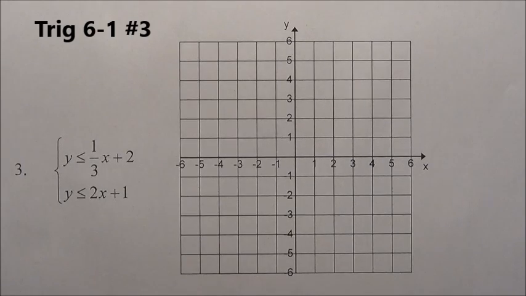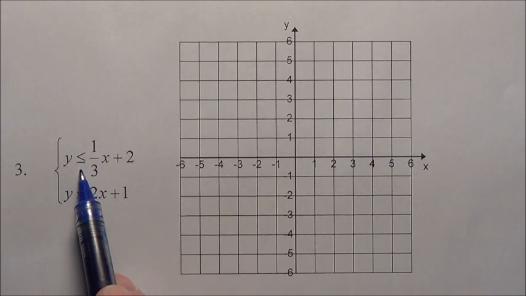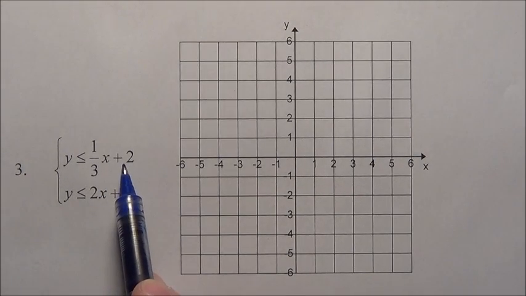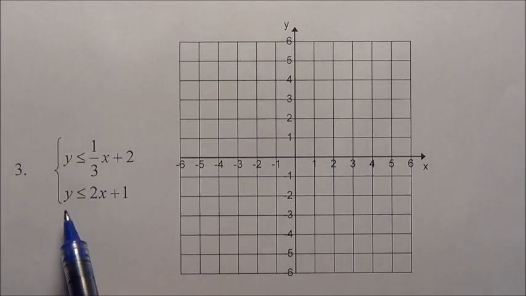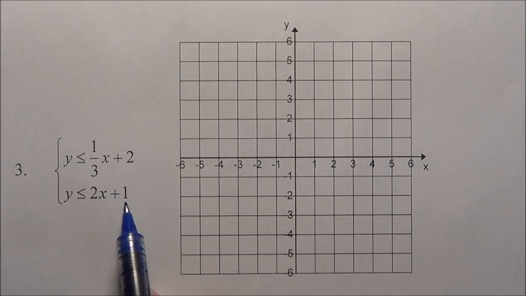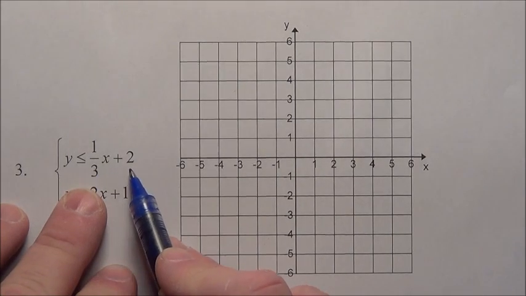Problem number 3, we want to graph this system of inequalities. So I've got to graph the line y is less than or equal to 1/3 x plus 2, and that. I want to find the points that make this inequality true and this one true at the same time. All I'm going to do is look for the line 1/3 x plus 2.